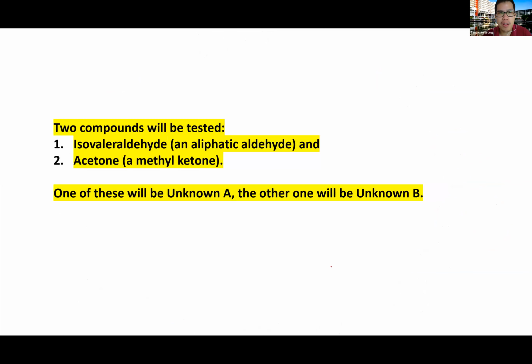So for the first part of the practical, we're going to have 2 different compounds here. The first one is isovaleraldehyde, and then the second one will be the acetone. So these two would be, one is ketone, one is aldehyde. Aliphatic means it's not cyclic or aromatic, so aliphatic means straight chain. In this case, this molecule is actually a branched one.